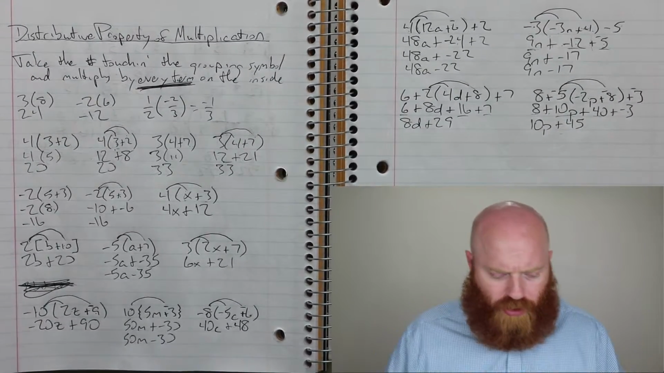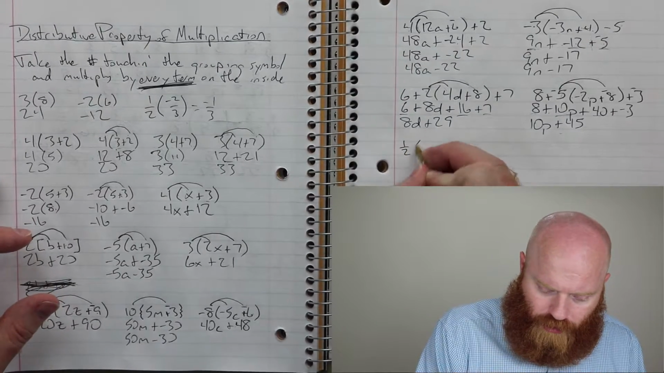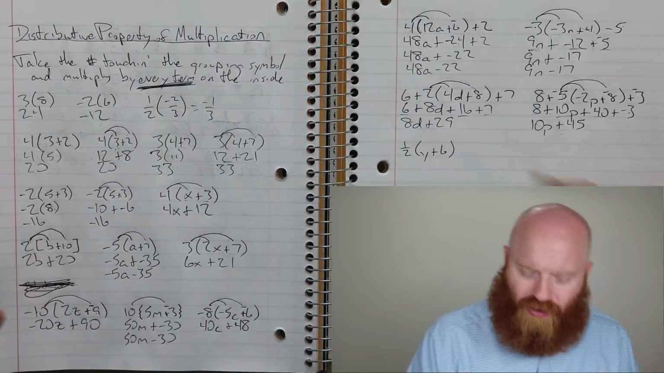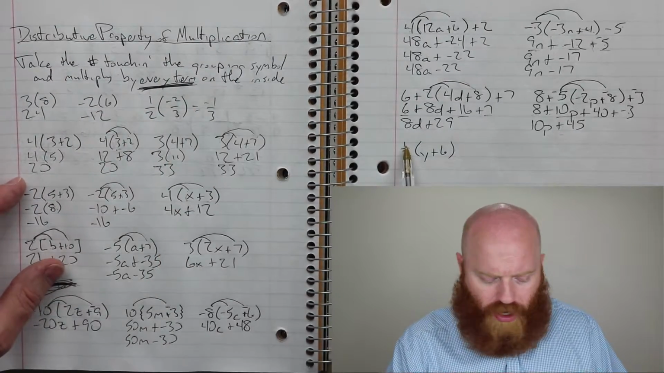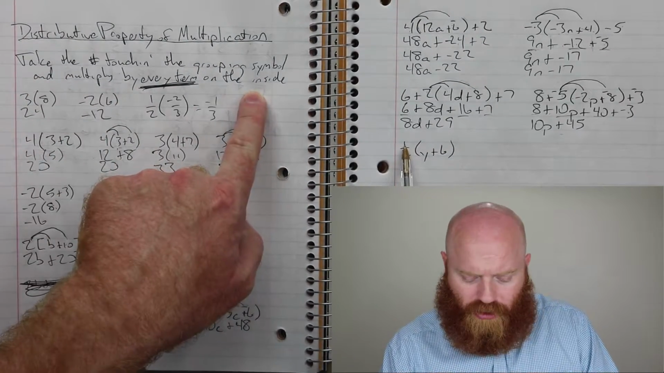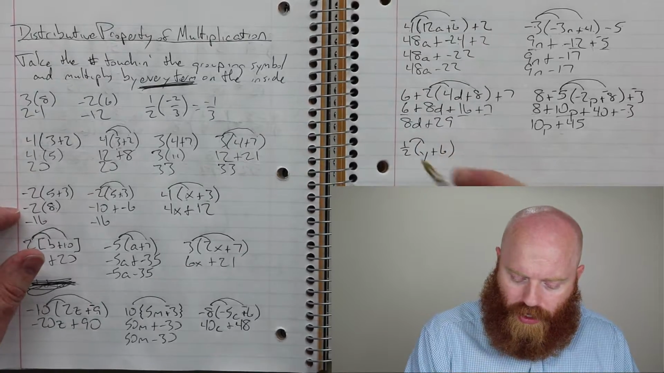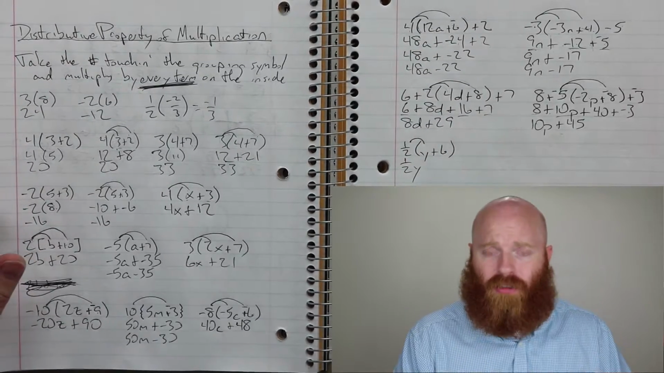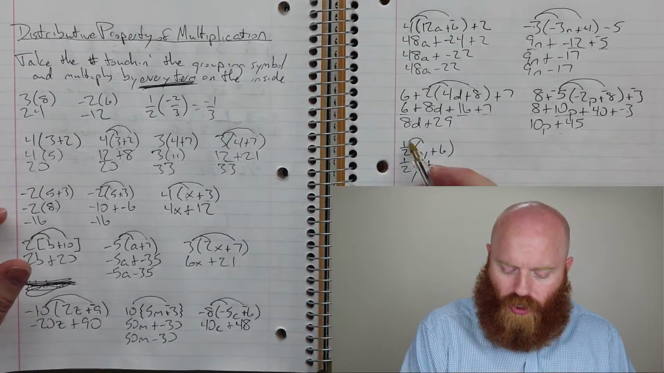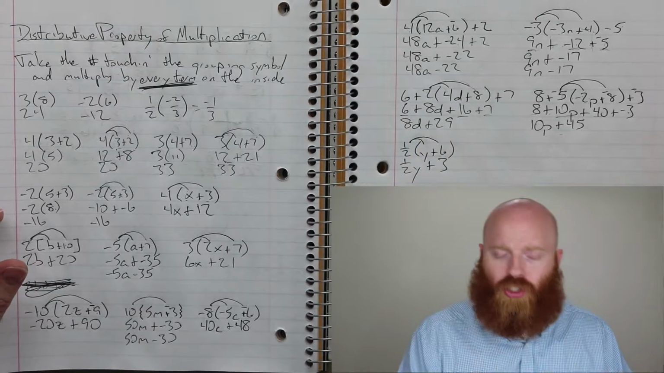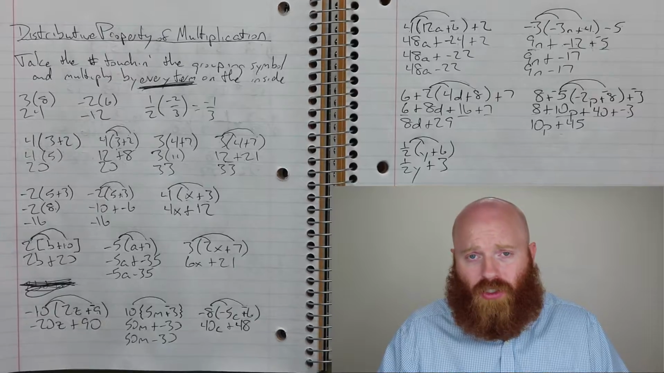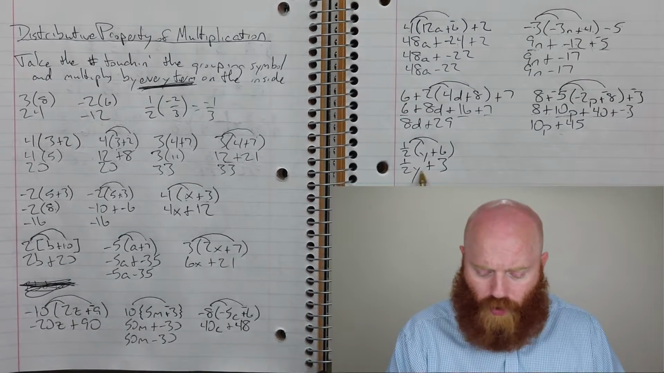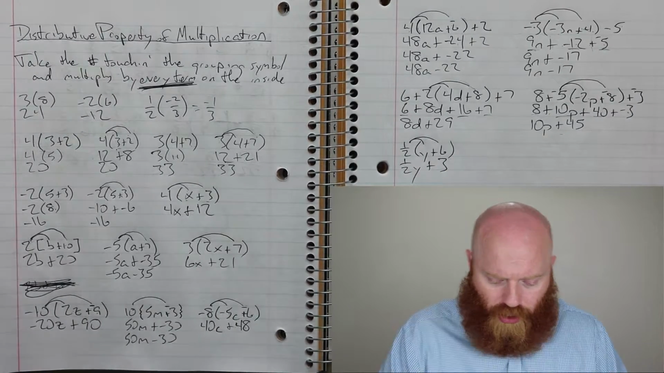What about fractions? Well, fractions, this: 1/2 times the quantity y plus 6. I don't care. I said take the number touching the grouping symbol, 1/2, multiply by every term on the inside. So 1/2 times y, that's 1/2 y. Bring down a plus, always bring down a plus. 1/2 times 6 is 3. You're done. 1/2 of 6 is 3. 1/2 y plus 3, that's the answer. Okay, what if I had decimals?